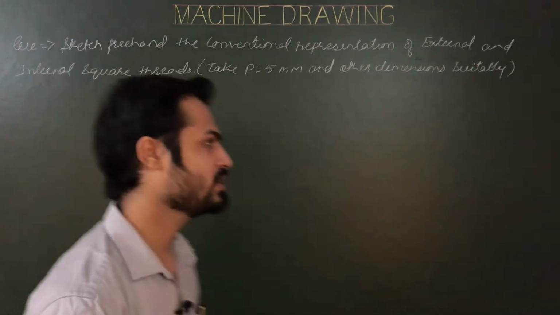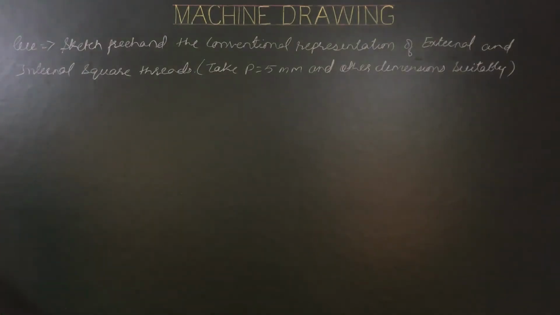After V thread, today we have square threads. Let's begin with the problem. Sketch freehand the conventional representation of external and internal square threads. Take pitch equals to 5 mm and other dimensions suitably. It means we are required to draw external and internal square threads, conventional representation of external thread and internal thread.